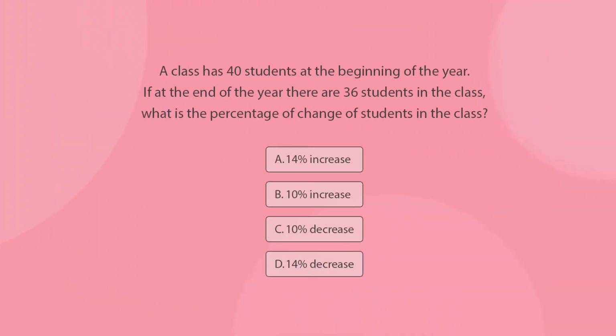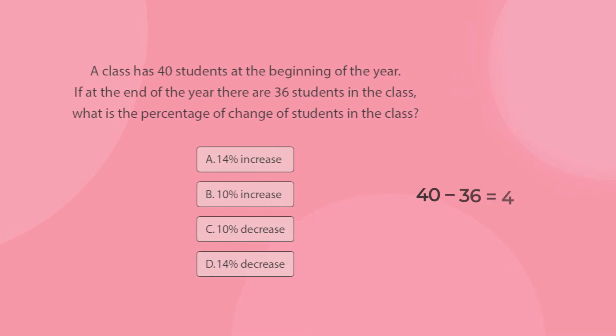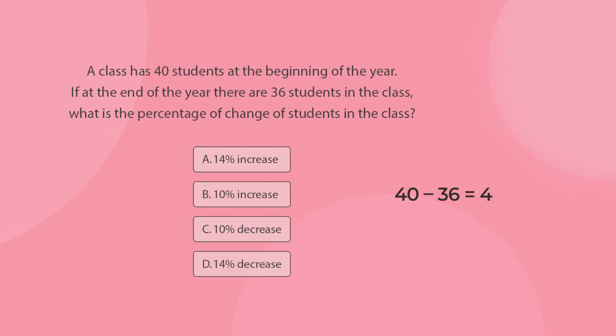Here is a word problem sample. Pause the video for a moment if you want to try it yourself. In this question, you are asked what the percentage of change is from 40 to 36. The difference between 40 and 36 is 4, so you need to divide 4 by 40 and then multiply it by 100 to get the percentage of change.